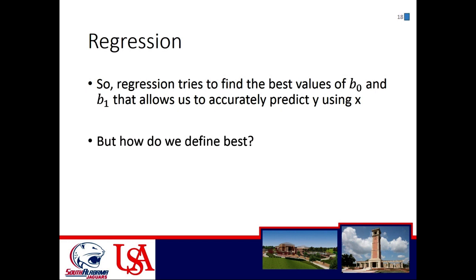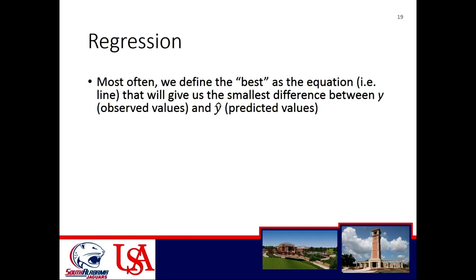How do we know what best is when we're doing regression? Now, I'm not going to get too complicated about this because I'm not going to test you on it, but this is for your general understanding. Most often, we define the best as the equation or the line that will give us the smallest difference between our observed values, or our y values, and our y hat, or the predicted values. So it gives us the smallest difference between our observed values, or the blue dots on the last few slides, and our predicted value, which was the dotted line on the last few slides. So it tries to give us the line that has the smallest total difference between all of the blue dots and their distance from that line.